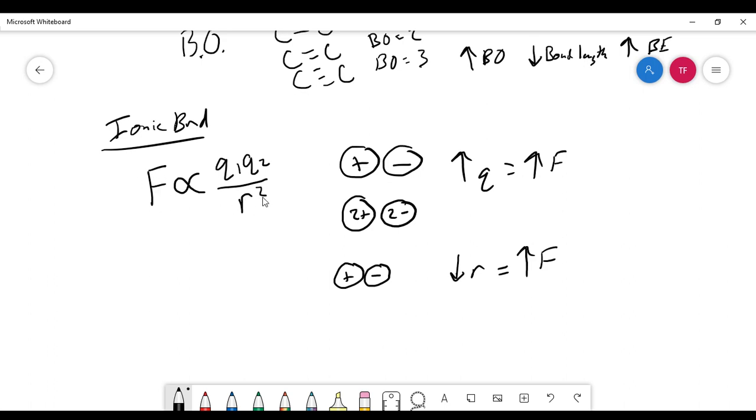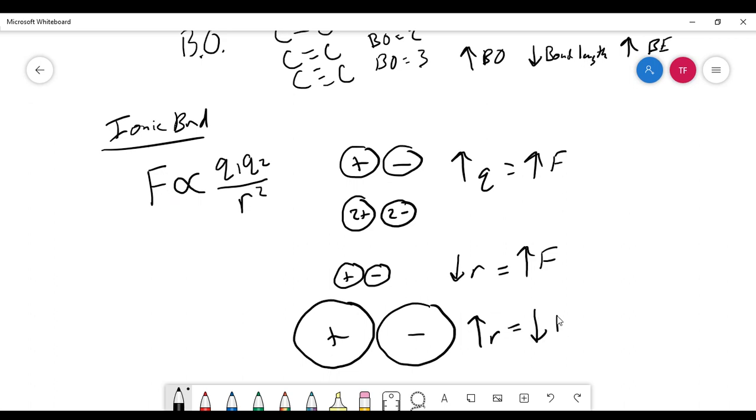If we start increasing the size of the distance between the atoms, if we have two big ions attracting one another, they can't get as close to one another. The nuclei can't get as close to one another. And so these actually stay pretty far apart from each other. And that means that you have a large distance between these two ions. And if you have a large number in the denominator, that's going to decrease the force between them. So large distance, small force between the two ions.